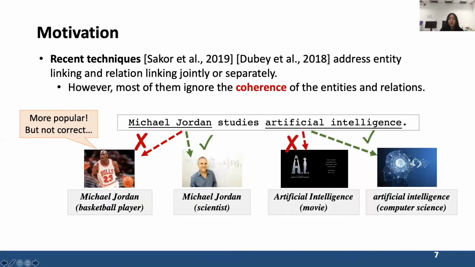Recent techniques have been proposed to address both entity linking and relation linking tasks jointly or separately. However, most of them ignore the coherence of entities and relations, which is important for the disambiguation and linking. For example, if the noun phrase artificial intelligence refers to the branch of computer science rather than the movie, then we would expect Michael Jordan in the same document to be the computer scientist rather than the basketball player.